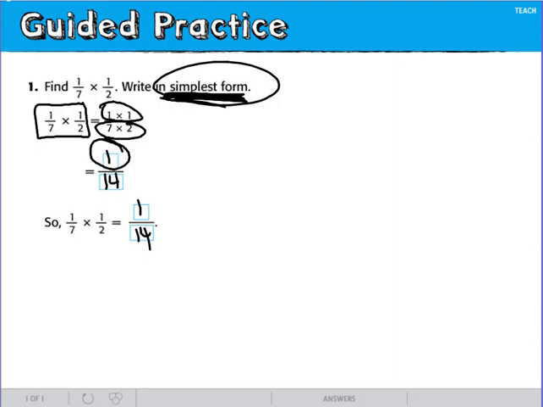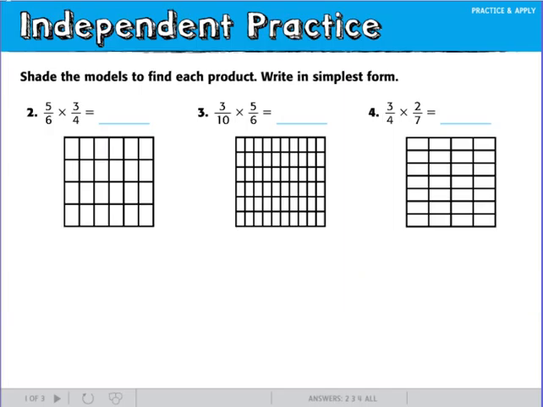Now, our first 3 problems for our independent work are modeling. You guys did this yesterday. They want you to use the model to check your answers. Okay? I am not going to do one of those.